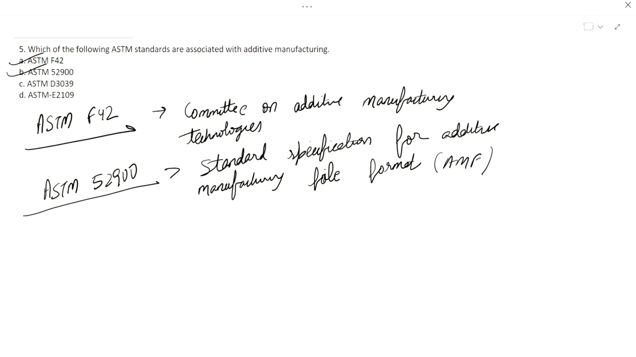ASTM D3039 is a standard test method for tensile properties of polymer matrix composite material. It is not directly associated with additive manufacturing but is focused on the testing of composite materials. ASTM E2109 is a standard test method for cantilever bending, modulus and damping properties. It is also not directly associated with additive manufacturing, rather it is specific to textile materials testing. So the correct options are ASTM F42 and 52900.